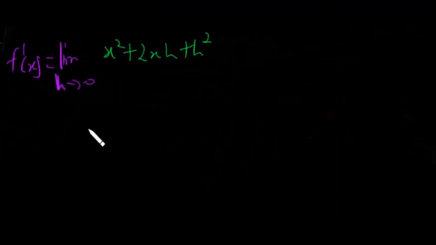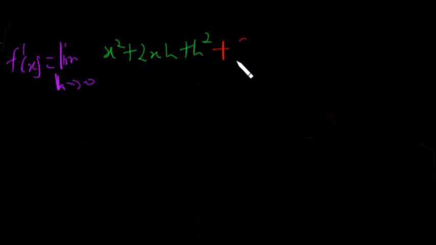So from here we have (x + h)² giving us x² + 2xh + h², and we add this. We have 6 times x, then times h, so 6 times x is 6x, and 6 times h is 6h, so we have plus 9 here.